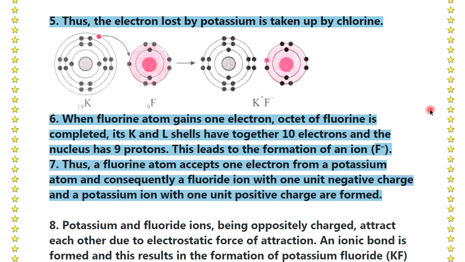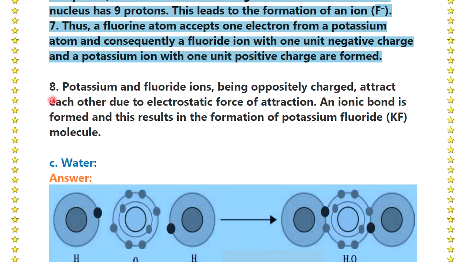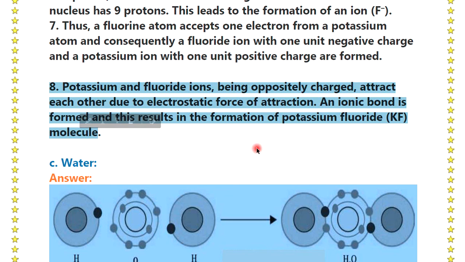When fluorine atom gains 1 electron, octet of fluorine is completed. Its K and L shells have together 10 electrons and the nucleus has 9 protons. This leads to the formation of an ion, means F-. Thus a fluorine atom accepts 1 electron from a potassium atom and consequently a fluoride ion with 1 unit negative charge and a potassium ion with 1 unit positive charge are formed. Potassium and fluoride ions being oppositely charged attract each other due to the electrostatic force of attraction. An ionic bond is formed and this results in the formation of potassium fluoride, KF molecule.